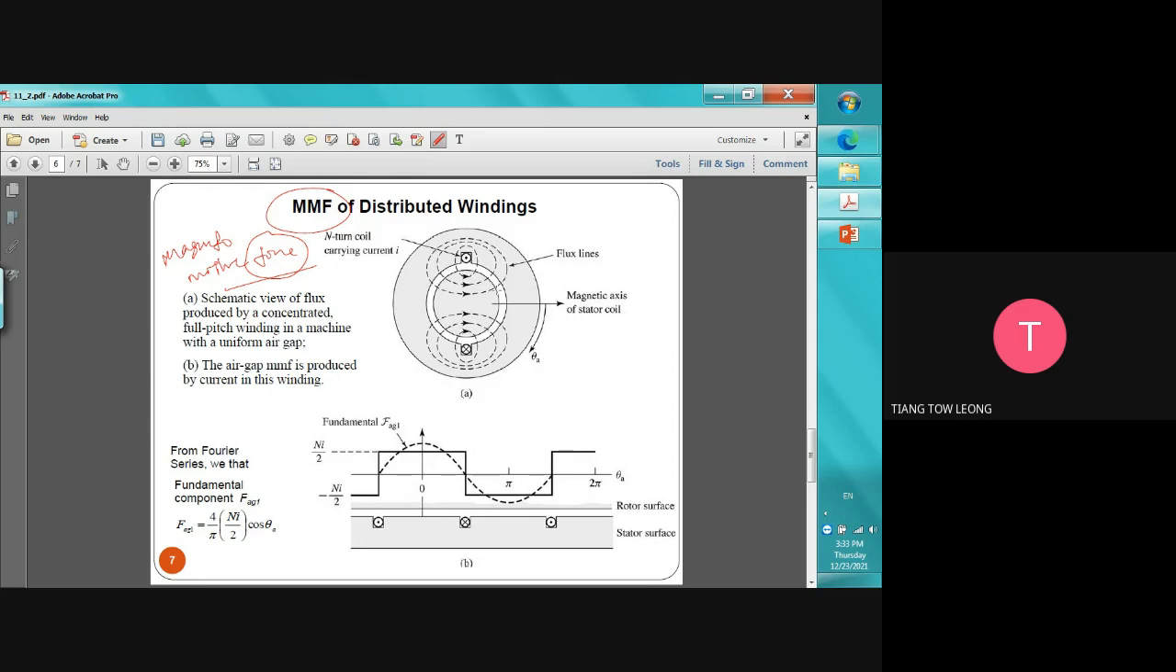And then what we have is a schematic view of the flux produced by a concentrated full pitch winding in a machine with a uniform air gap. The air gap MMF is produced by current in this winding. As for the Fourier series, this is a little bit out of your topic, but I need to brief you about this.